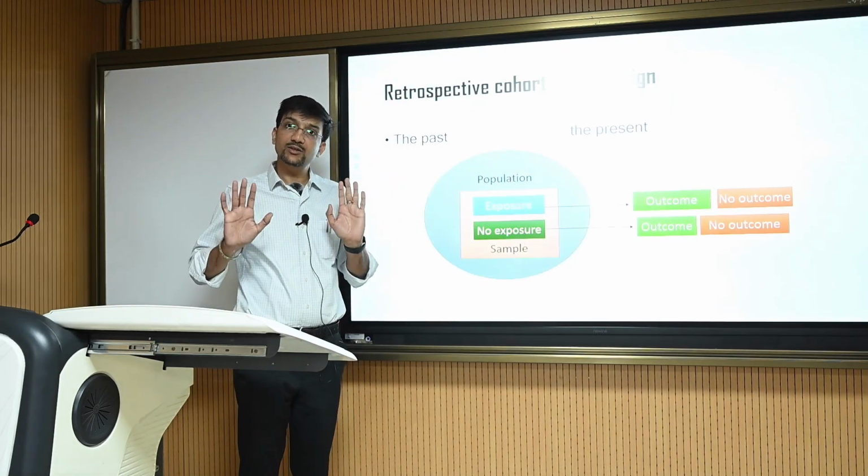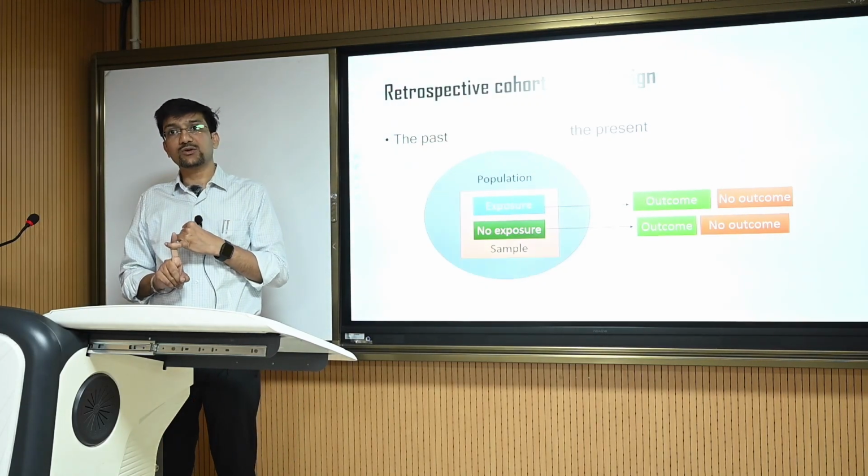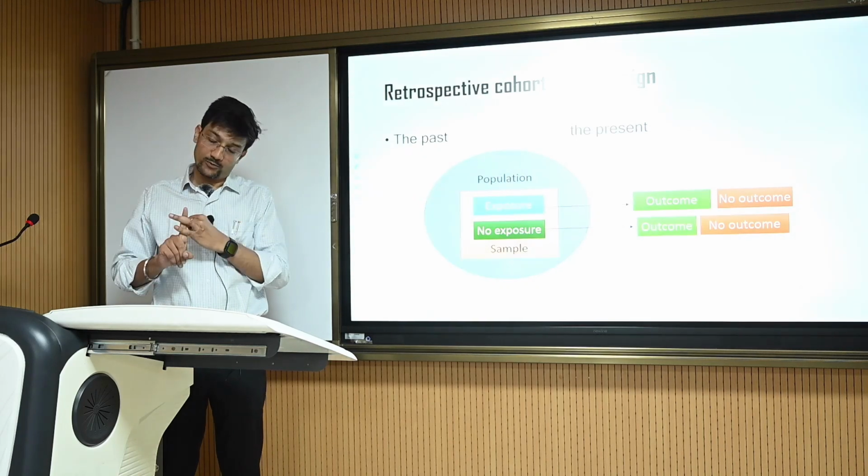ठीक है, इतना तो clear हो गया. Cohort study always enrollment on the basis of exposure. Case control study enrollment on the basis of outcome. ठीक है.